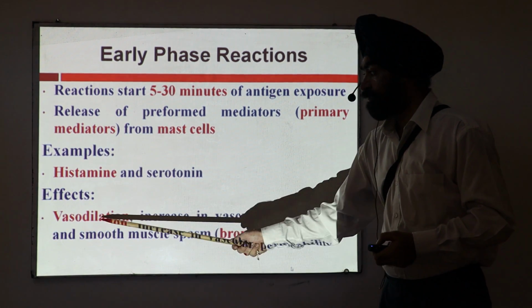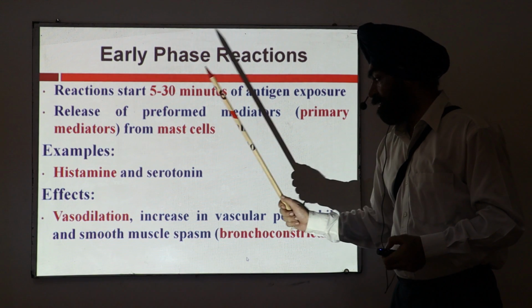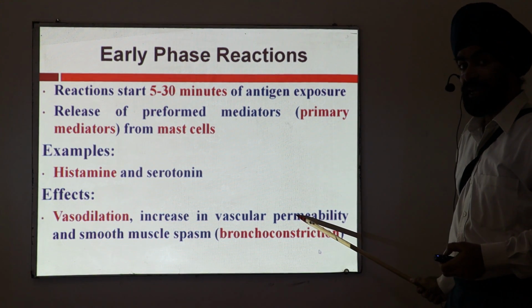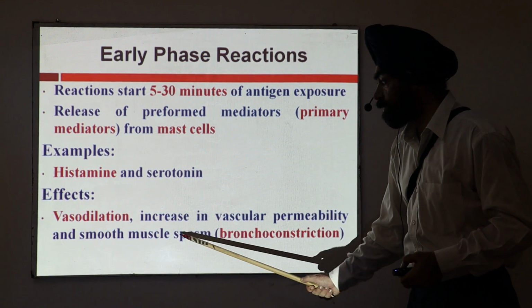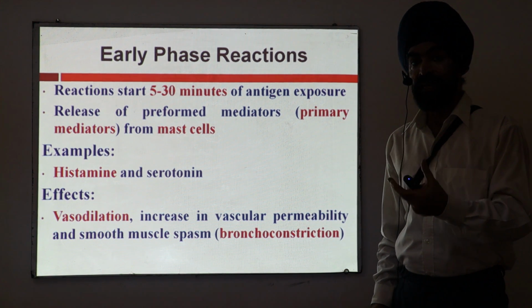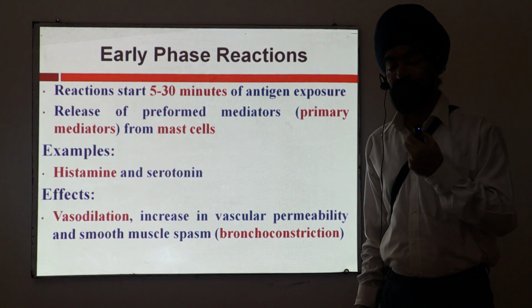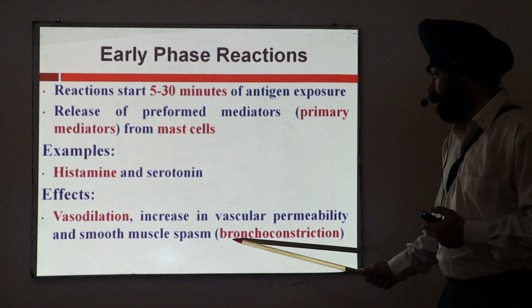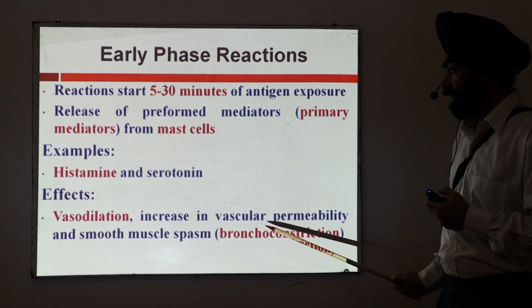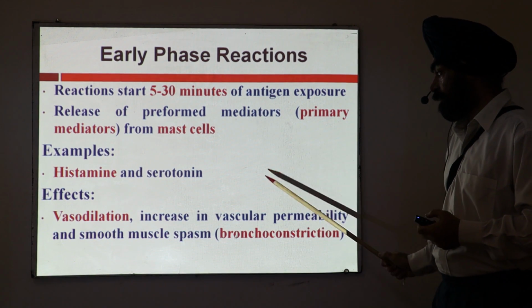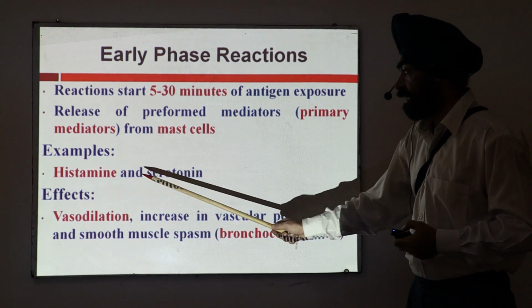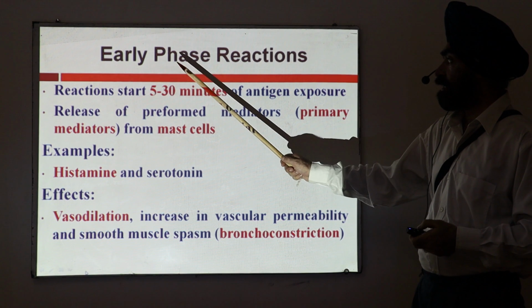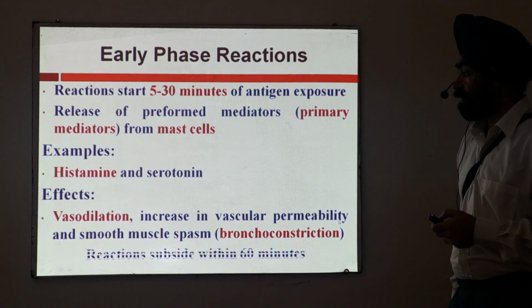Number one, it will produce vasodilation. It will increase the vascular permeability, and it will produce spasm of the smooth muscle. That means contraction of the smooth muscles. And the most prominent effect is on the bronchi. It will constrict the bronchi, bronchoconstriction. So vasodilation, increase in permeability, and bronchoconstriction are the typical effects of histamine, which happen in the early phase reactions.